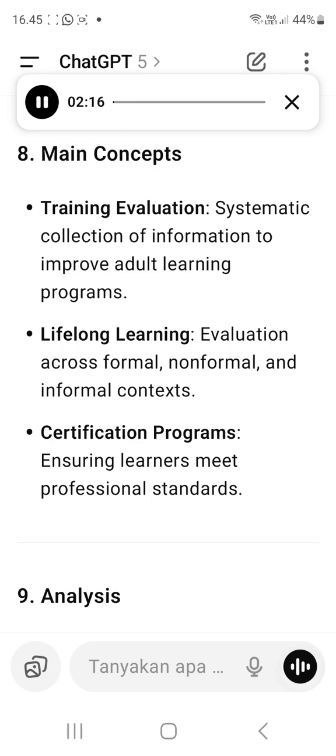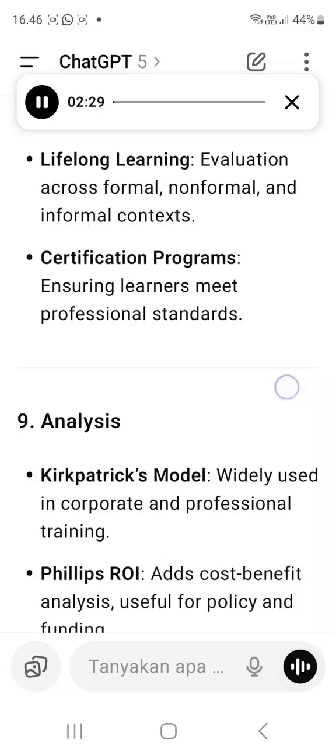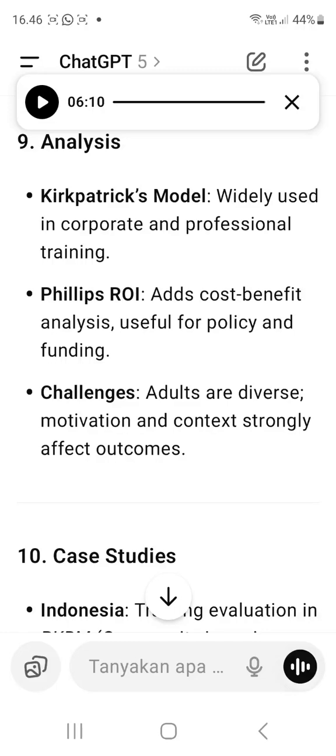8. Main concepts. Training evaluation: systematic collection of information to improve adult learning programs. Lifelong learning: evaluation across formal, non-formal, and informal contexts. Certification programs: ensuring learners meet professional standards. Analysis. Kirkpatrick.